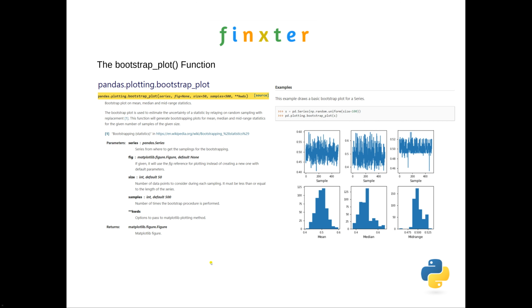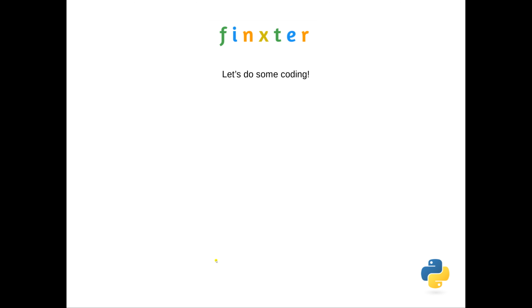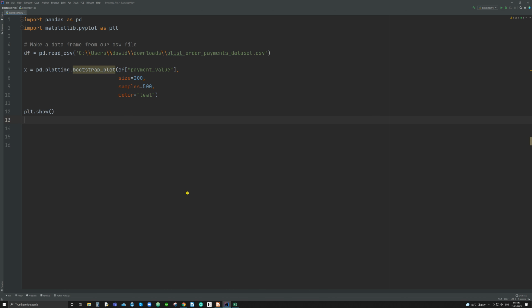So let's go and do some coding and see how this works. So as I said, very simple. This is a one screenshot. We don't have to work up to this at all. We're simply going to import pandas with the alias of pd. We'll import matplotlib.pyplot with the alias of plt.